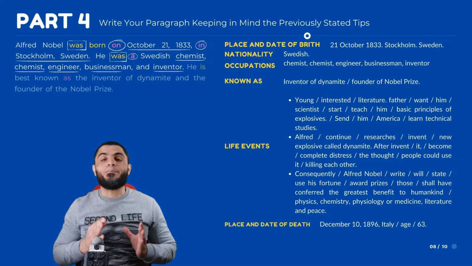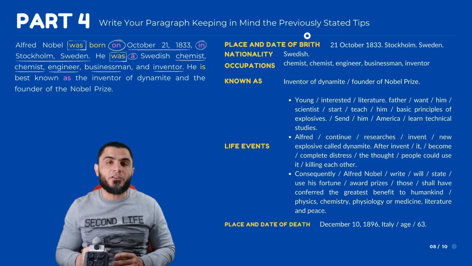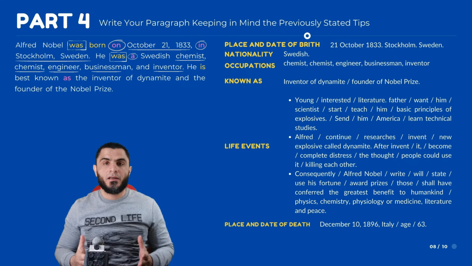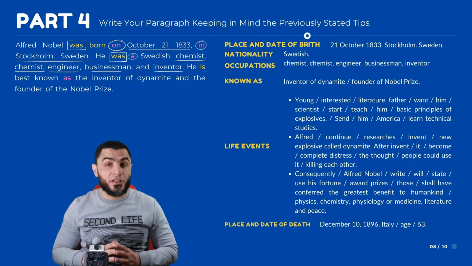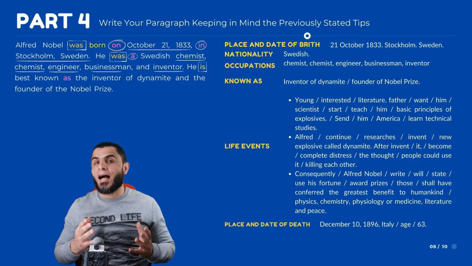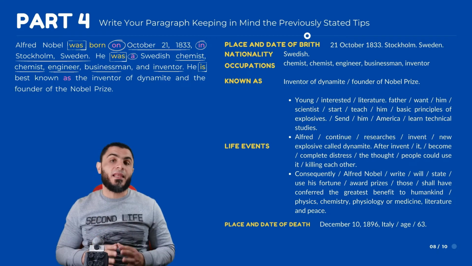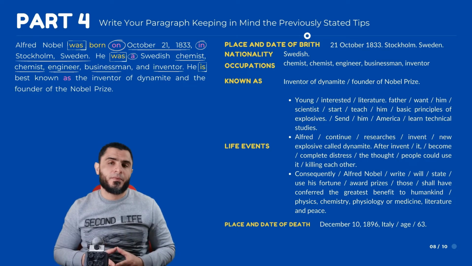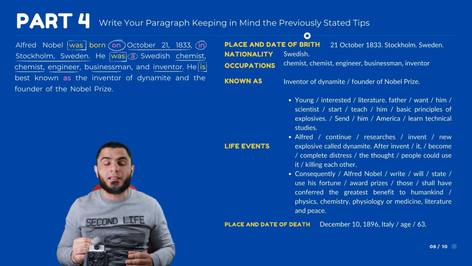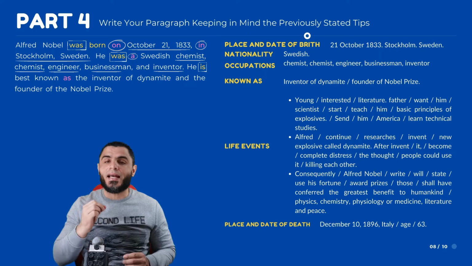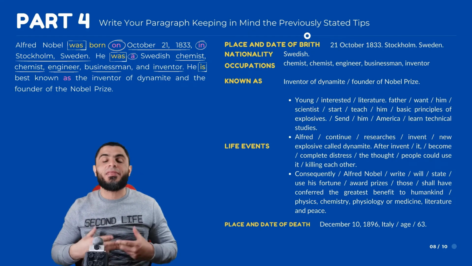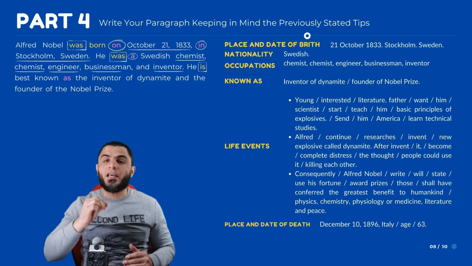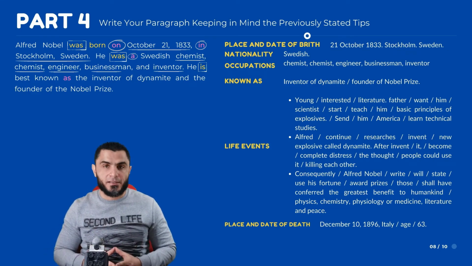Then, he is best known as the inventor of dynamite and the founder of the Nobel Prize. Here there is a change in the tense. I have used the simple present tense in this example, although the person is dead. Why? Simply because Alfred Nobel is still known as the inventor of dynamite and the founder of the Nobel Prize. So again, please be careful with the use of tenses.